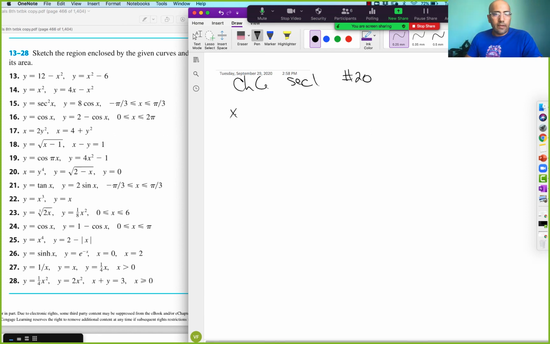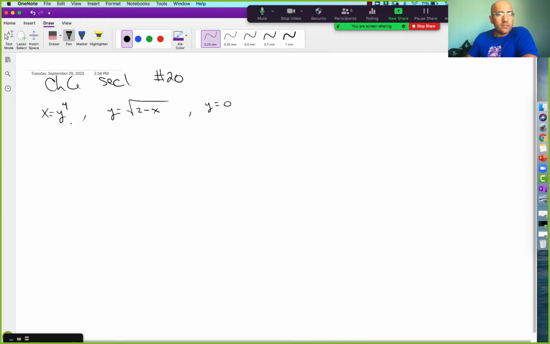And we have x equals y to the power of 4, and y equals the square root of 2 minus x. And we want to use that and enclose it with y equals 0. So looking at all those functions, let's use technology to graph these. I can get a rough sketch. This is going to look something like this.